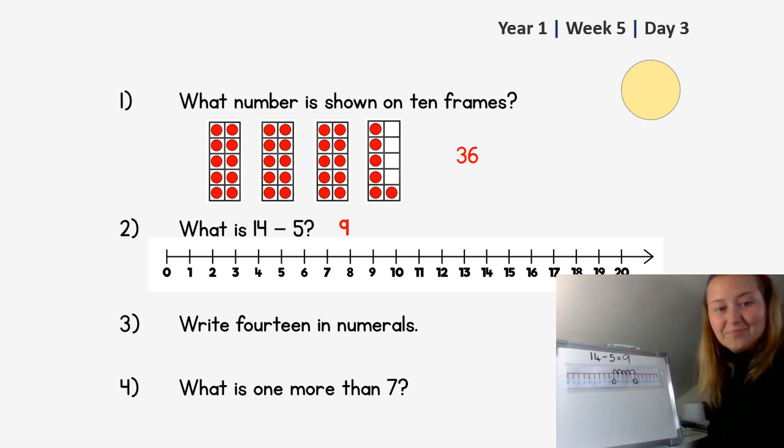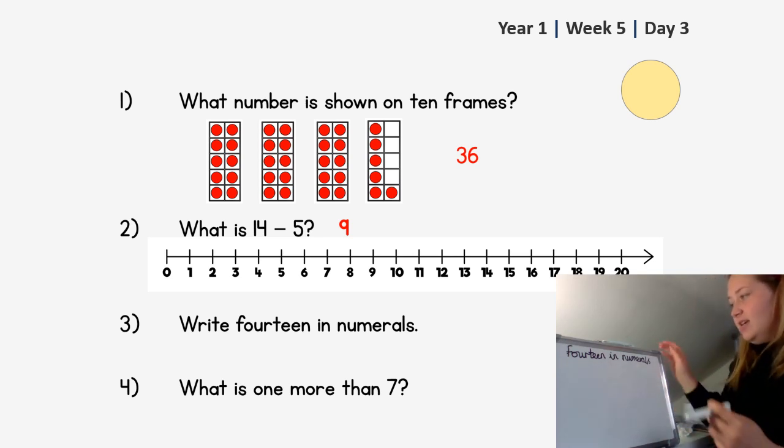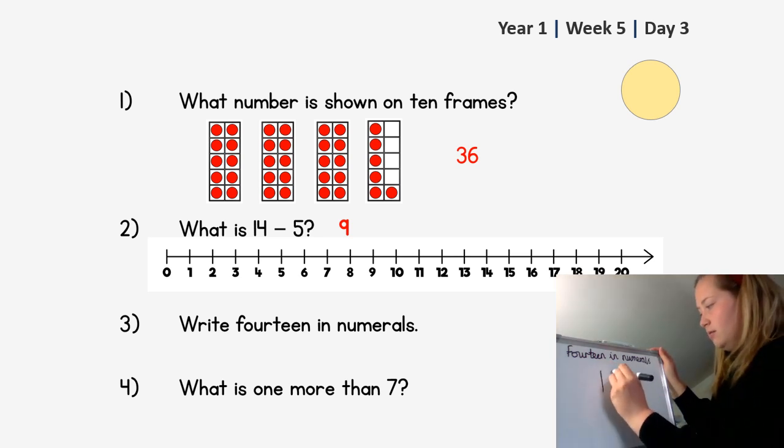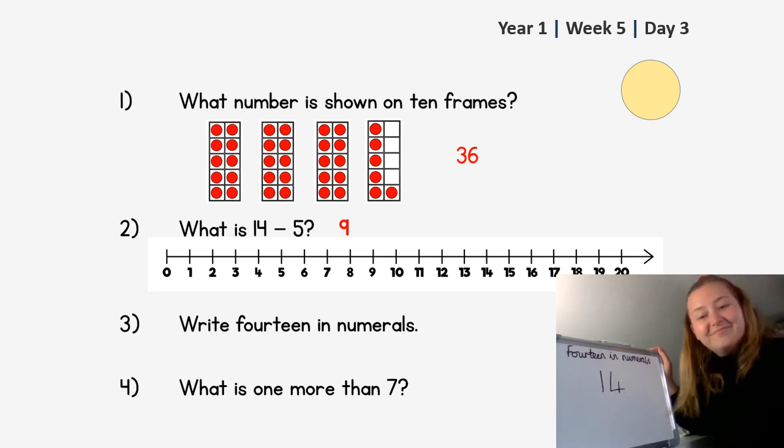Okay, next one. Okay, so write 14 in numerals. Now, numerals just means digits, okay? So 14 in numerals is that. Okay, so that is what you should have got for number 3. Okay, now, what is 1 more than 7? All you have to do there is do 7 add 1. So your answer should be 8.